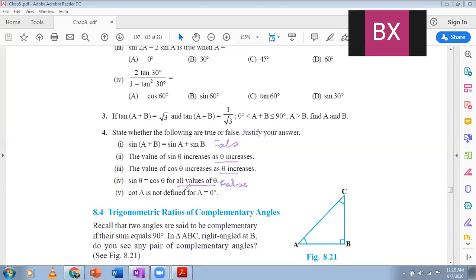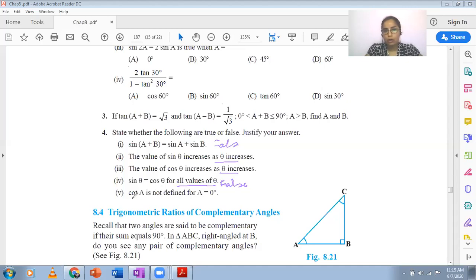Yes, check from the table, the middle value in the table. At 45 degrees both of these ratios have the answer as 1 by under root 2. Sin theta, yes, sin 45 equals cos 45, but that's true only for theta as 45. बाकी अगर देखेंगे तो नहीं equal.